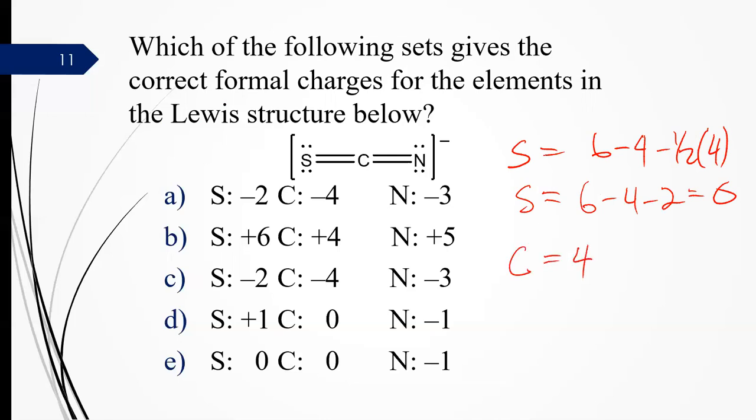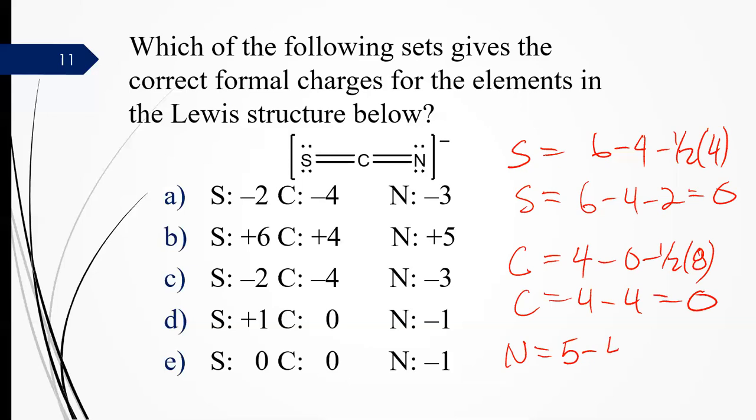Carbon should have 4 valence electrons. It's got no unbonded ones, but it's got 8 bonded electrons. That one should also be 0. And then our nitrogen should have 5 valence electrons. It's got 4 unbonded ones and 1/2 of 4 bonding electrons. So that becomes 5 minus 4 minus 2. So that should be a -1. So we are looking for E, 0, 0, minus 1.